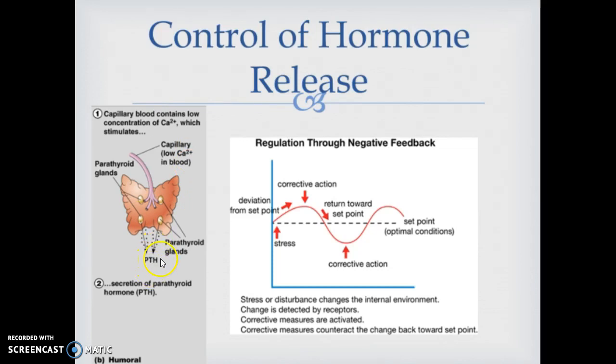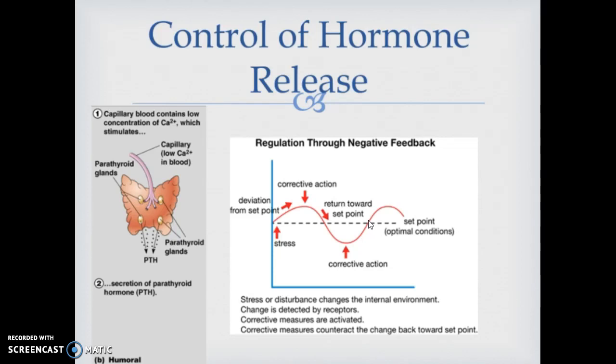So let's take a look at that in regards to negative feedback and this graph. Our set point would be however much calcium we should have in our blood at any given point. If there is not enough calcium in the blood, so we're looking at this region of the graph, then the parathyroid glands will detect that. They'll release parathyroid hormone, which in turn would cause bones to release calcium into the blood, meaning that there's more and more calcium going into the blood.